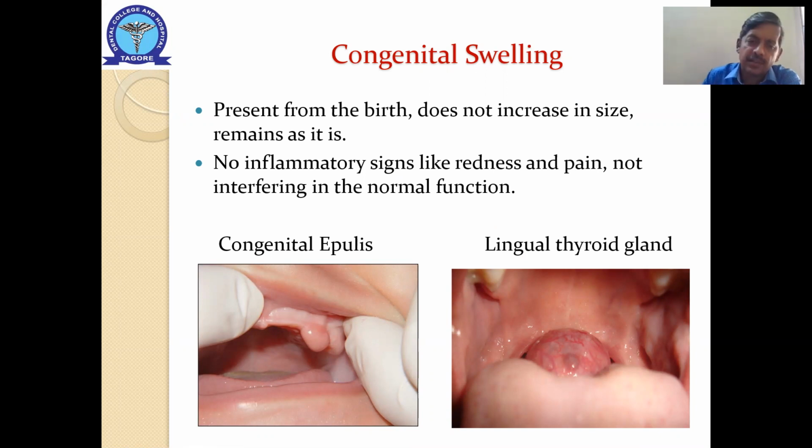The first picture shows congenital epulis, a benign tumor seen in the alveolar mucosa, seen at the time of birth. Another one is a lingual thyroid gland. These two are examples of congenital swelling.